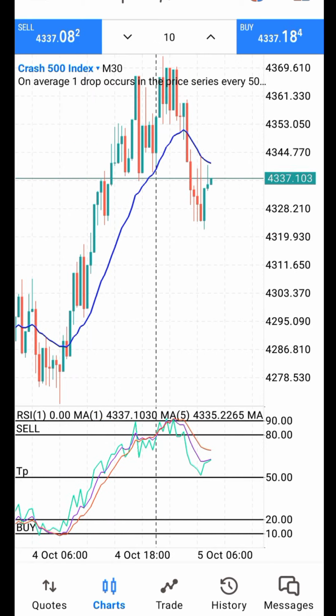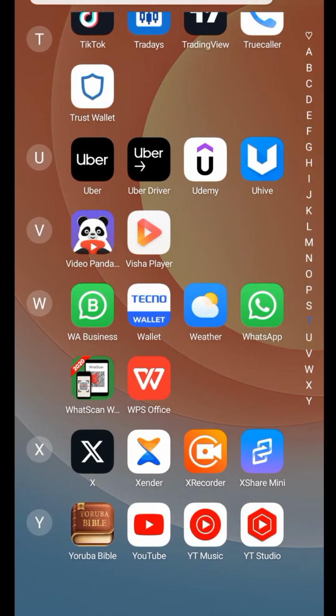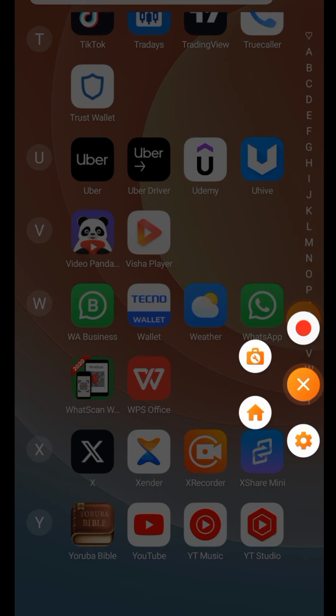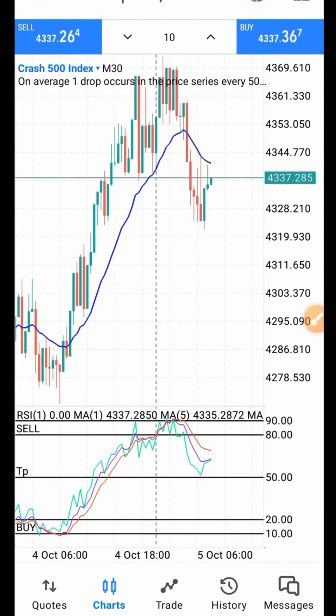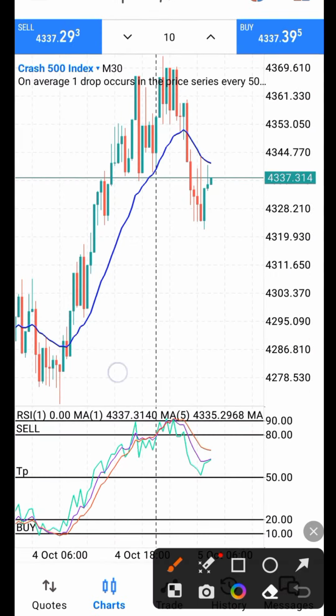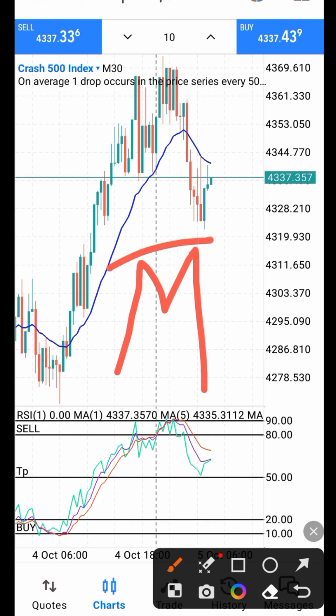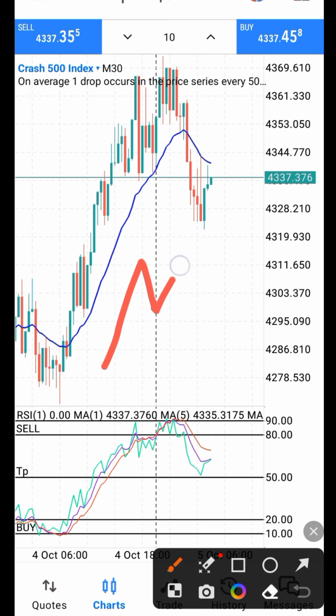What is double top? Let me quickly bring out my drawing tools to show you how double tops look like. This is how a double top looks like if you are selling. When price is in an uptrend, it will tell you that you want to sell, and price will go back to the entry point again before selling.